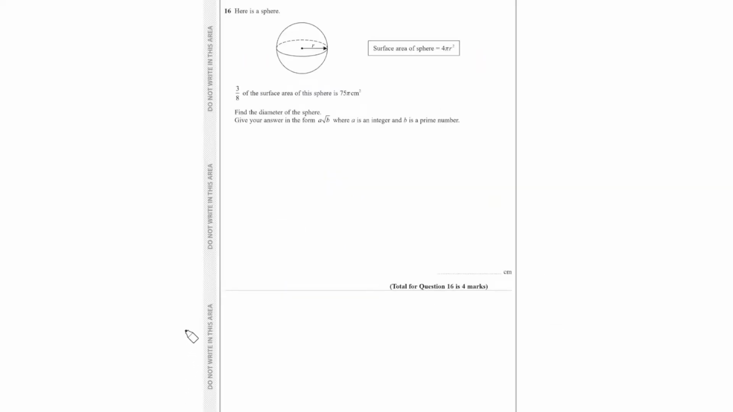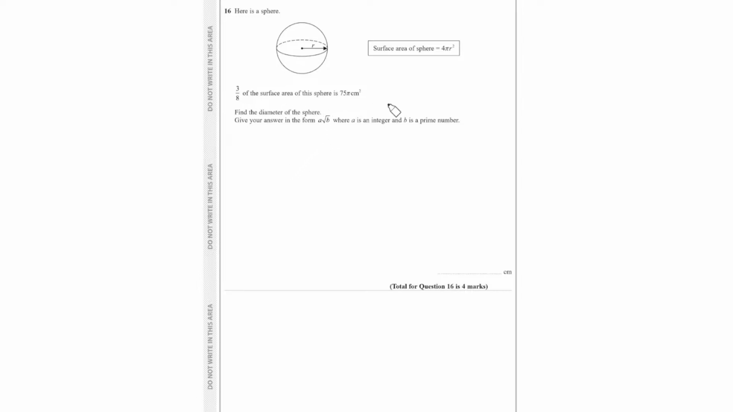Question 16. So we've now got a sphere. They've given us the equation of the surface area of the sphere, which is 4 pi r squared. You don't need to memorize that, they will give you that. Anything like a cone, sphere, hemisphere, they'll give you the formulas because they're not prisms, okay? They've then said that 3/8 of the surface area of the sphere is 75 pi centimeters squared. So 3/8, not the whole thing, just 3/8. With that information, we need to find the diameter of the sphere.